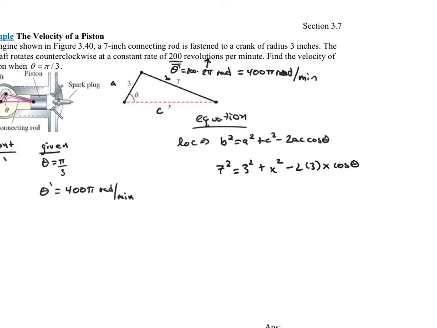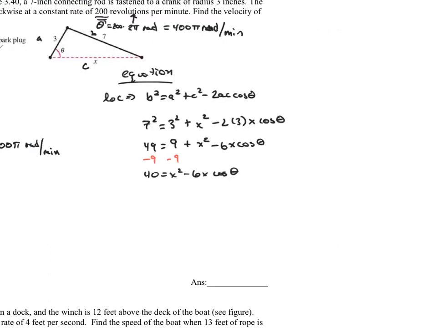So let's do some math here. 7 squared would be 49. 3 squared is 9. Then we have plus x squared minus 2 times 3, so this would be minus 6x cosine of theta. I'm going to clean it up a little bit more. How about subtract 9 from both sides? When we do that, we would have 40 equals x squared minus 6x cosine of theta. Okay, so that's our equation.